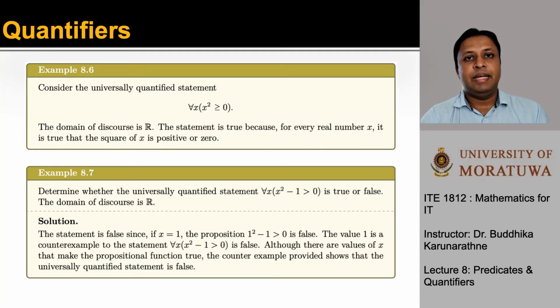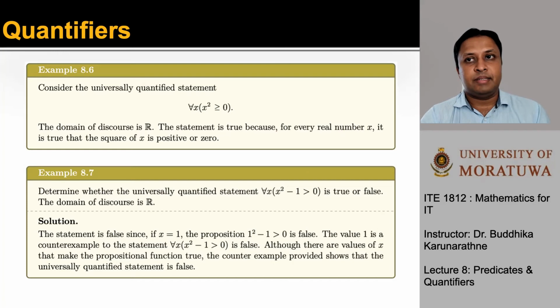Take another example, 8.7. Determine whether the universally quantified statement for all x, x squared minus 1 greater than 0 is true or false. Once again, the domain of discourse is R, the real numbers. The statement is false since, for example, if x is 1, the proposition 1 squared minus 1 greater than 0 is false. So we find one sample value, x equal to 1, where the proposition becomes false. The value 1 is a counterexample.